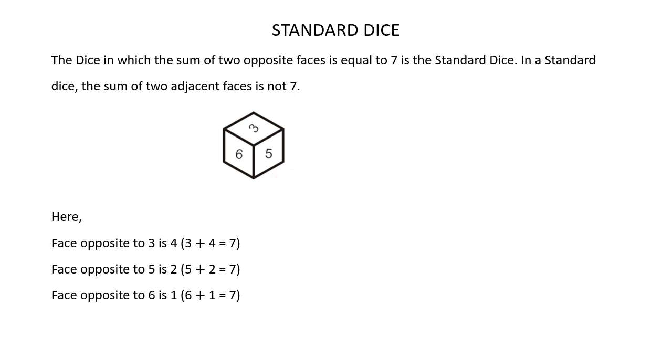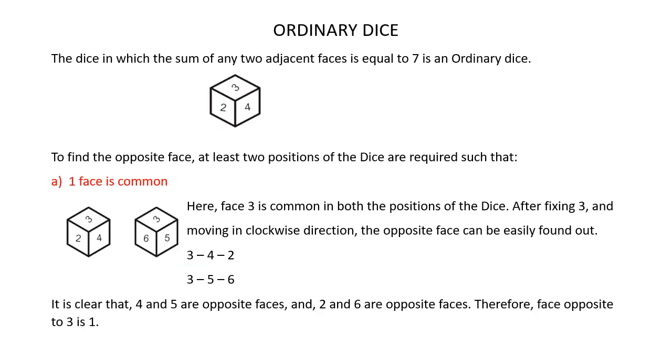Now in a standard dice, the sum of 2 opposite faces is equal to 7. So the face opposite to 3 would be 4 because 3 plus 4 is 7. The face opposite to 5 is 2 because 5 plus 2 is 7. The face opposite to 6 is 1 because 6 plus 1 is 7.